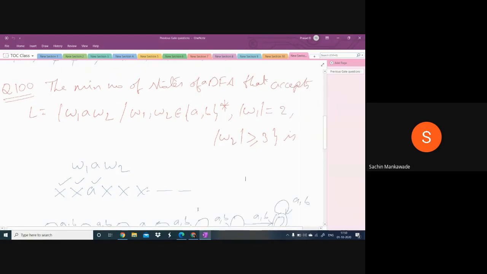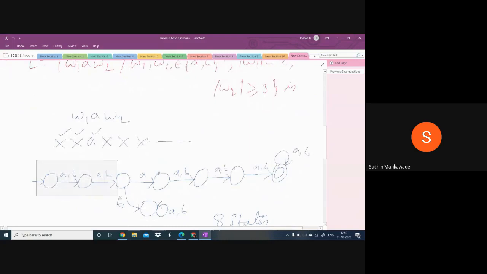Look at this. Yes, sir. W1: the first symbol can be A or B, the second symbol can be A or B. So this is W1, length 1, length 2. First symbol can be A or B, second symbol can be A or B, then followed by A. This one.